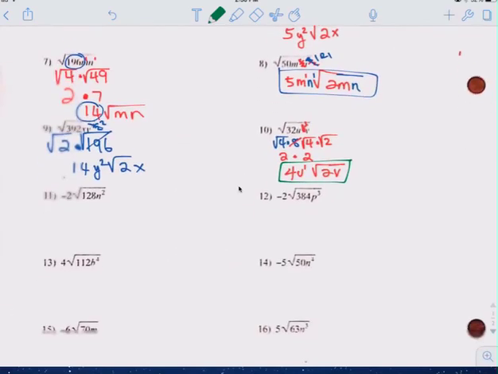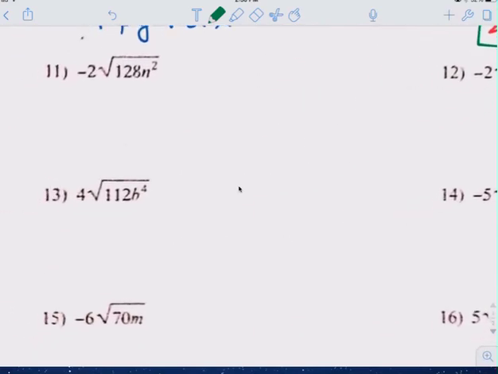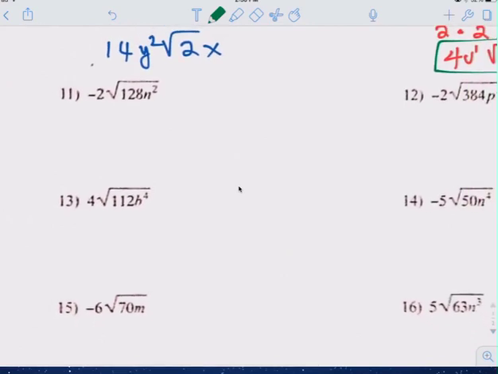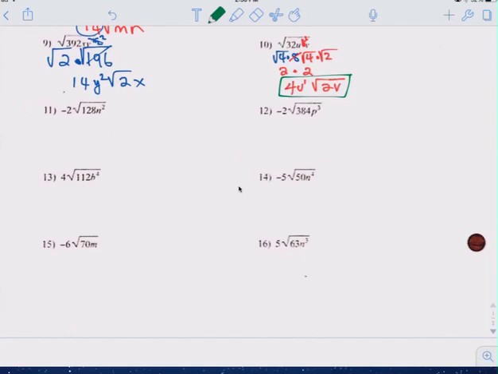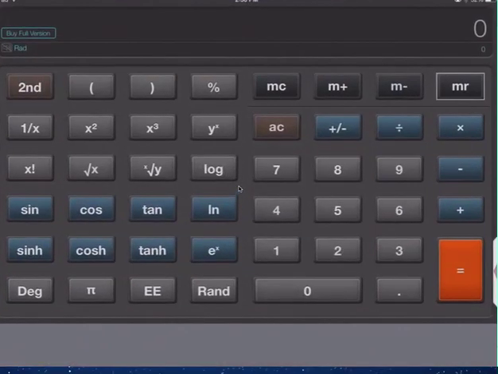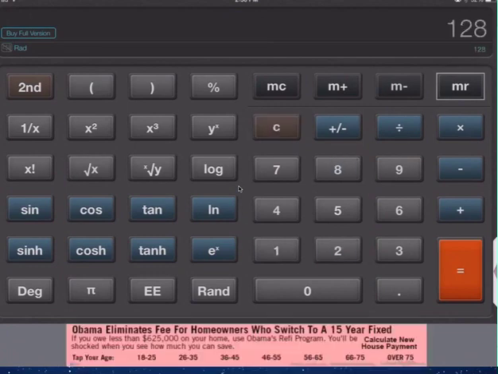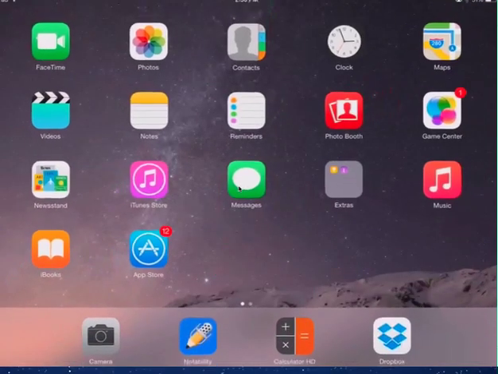Okay, number 11. 128. What can it be divided by? I'm going to try 2 and see what happens. 128, I'm going to clear first because sometimes it messes up. 128 divided by 2 is 64. Is 64 a perfect square? Yes, so we'll use 2 times 64.